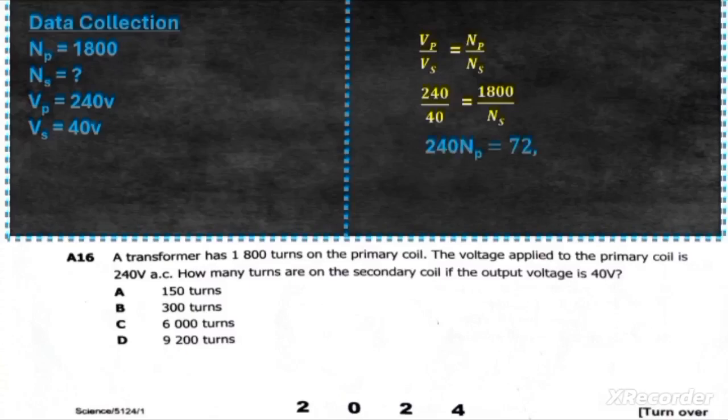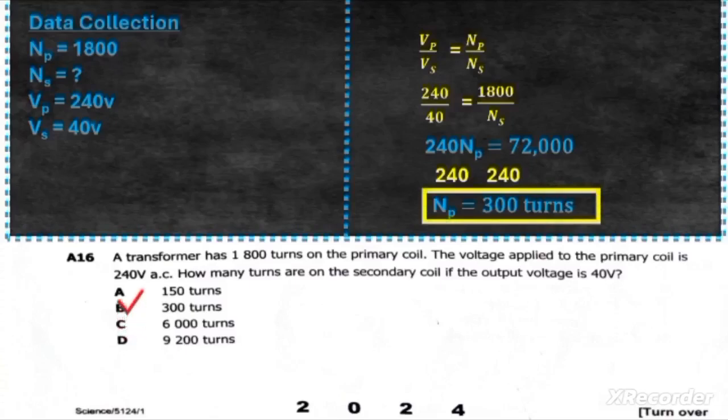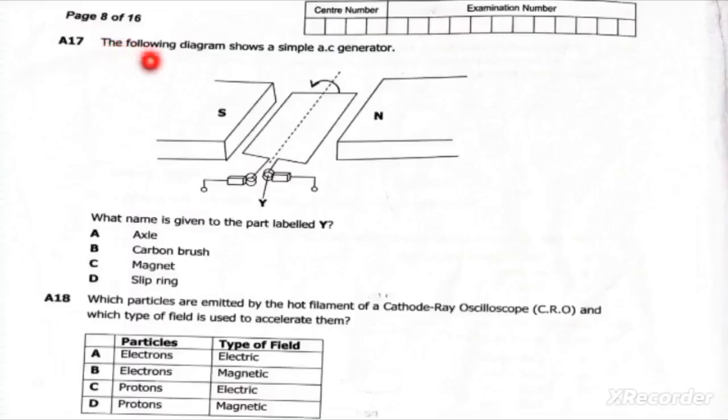We do a cross multiplication, we are going to get 240 times the number of turns in the secondary is equal to 72,000. Here divide by 240, even here divide by 240. We are going to get 300 turns. So therefore our correct answer is 300 turns.